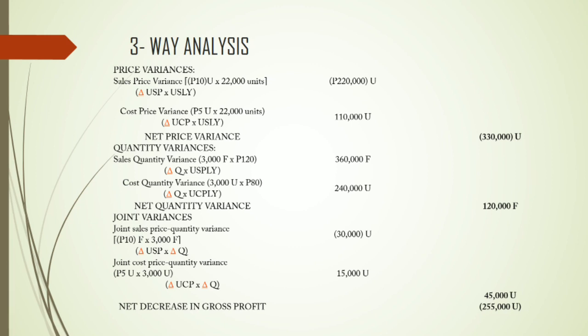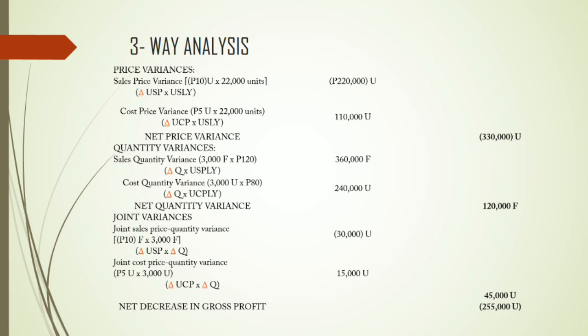Next is the quantity variances. Just like earlier, they are the same. For the SQV, we have 3,000 favorable times 120 pesos equals 360,000 favorable. And then for the CQV, we have 3,000 unfavorable times 80 pesos and we will be having 240,000 unfavorable. To get the net quantity variance, we will be subtracting these two and we follow the favorable or unfavorable of the higher value, which is 360,000. And we will be getting 120,000 favorable.